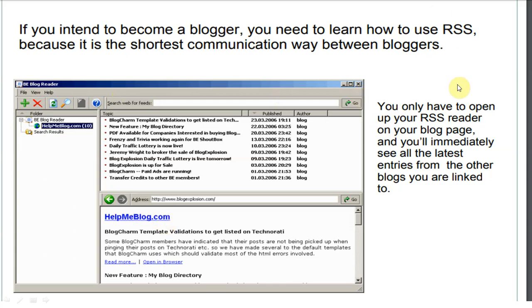So if you are a blogger, then open your RSS reader. This is the RSS reader. You can see here the blog which is written by the other blogger. You will find all the blogs, and you can like them and share them. So these are the benefits of RSS and syndication.